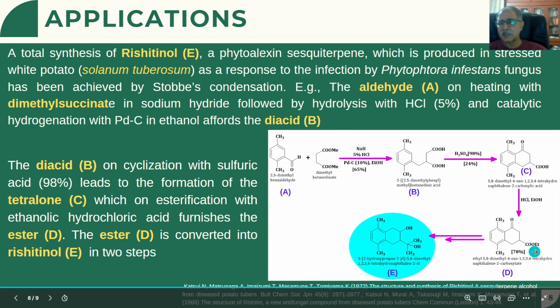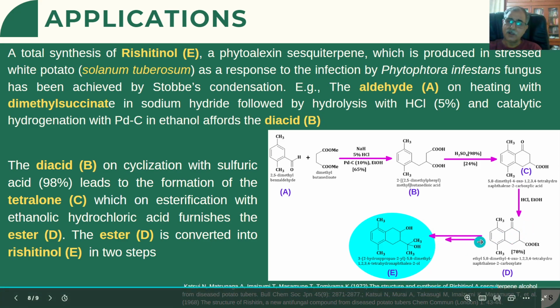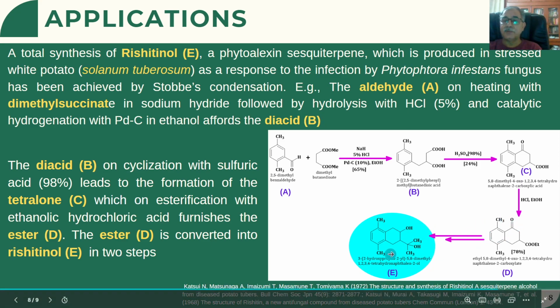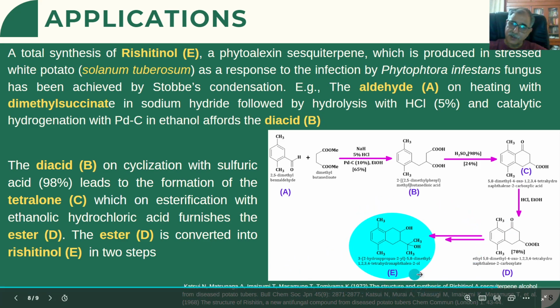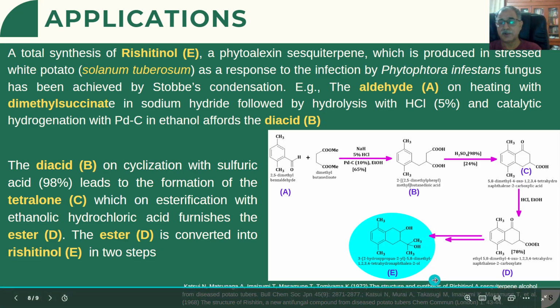Now this ester first reacts with a Grignard reagent. This will be converted into these types of derivatives, and then this methylene group will be oxidized to alcohol, and then reduction of this will also take place. So through different steps of reaction, these types of tetralone esters will be converted into rishitinols, which are very biologically active compounds.